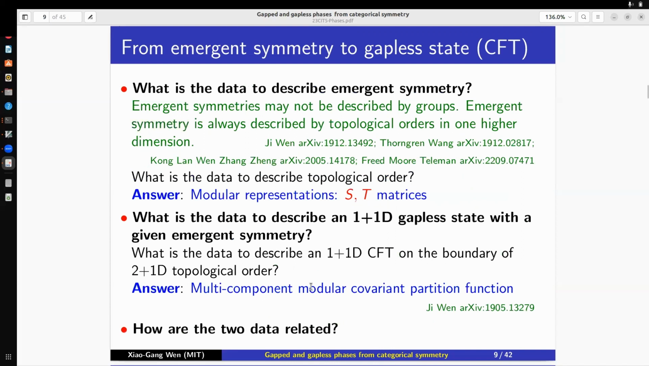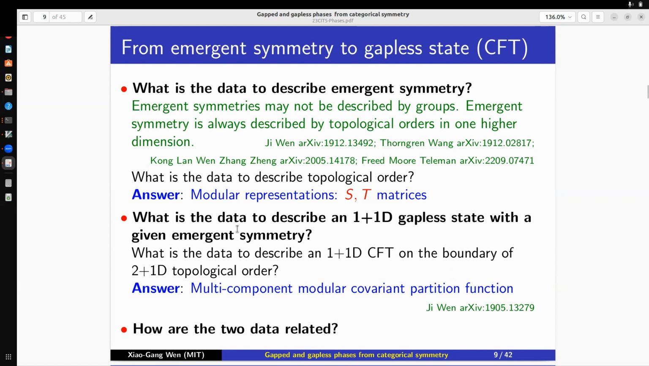Okay. So to really carry through this program, we need to know what the data is to describe emergent symmetry. As I mentioned, it's a topological order in one higher dimension. But what is the data to describe topological order? We find we have the ST matrix; at least in 2+1 dimensions, the ST matrix can describe topological order. So that's the first question.